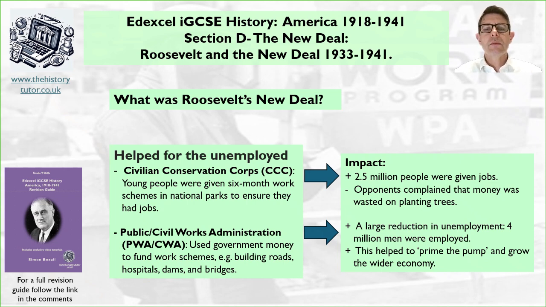Then we have the Public Works Administration or the Civil Works Administration. This used government money to fund work schemes like building roads, building hospitals, dams and bridges, big projects. This led to a large reduction in unemployment. 4 million people employed through these agencies. This helped to prime the pump and grow the economy. If people were given money, they could then start spending on services. That was getting the local economy booming again.